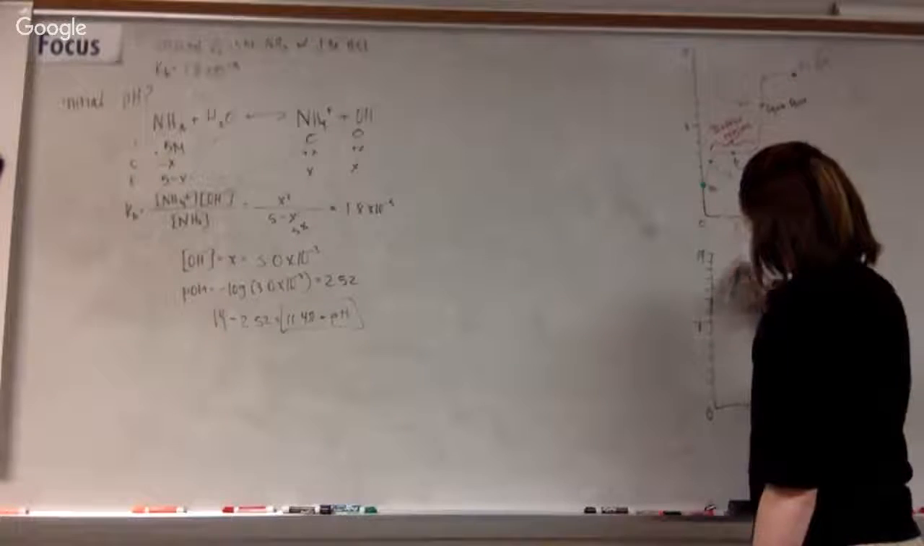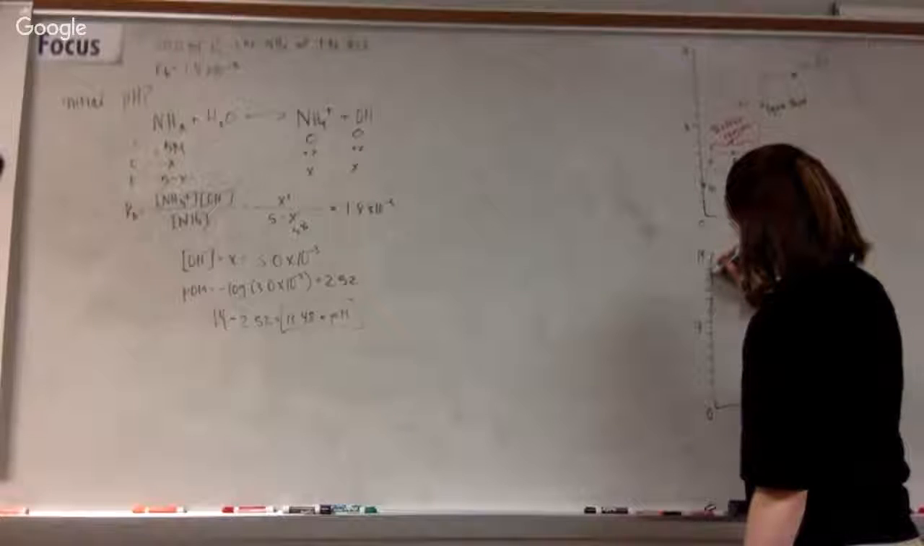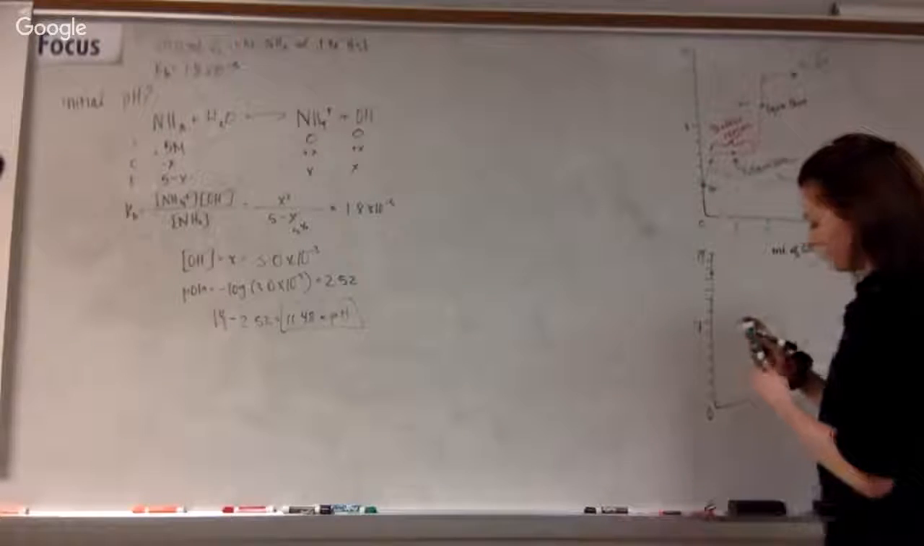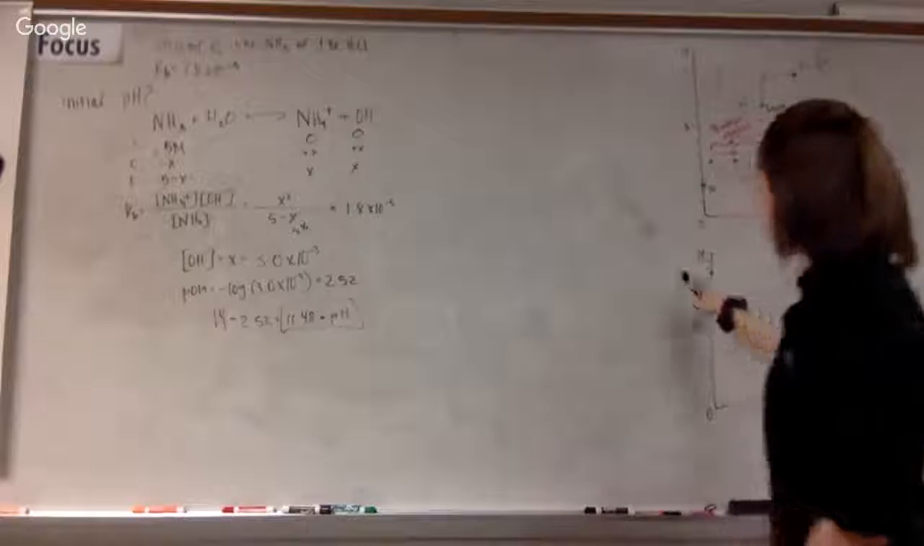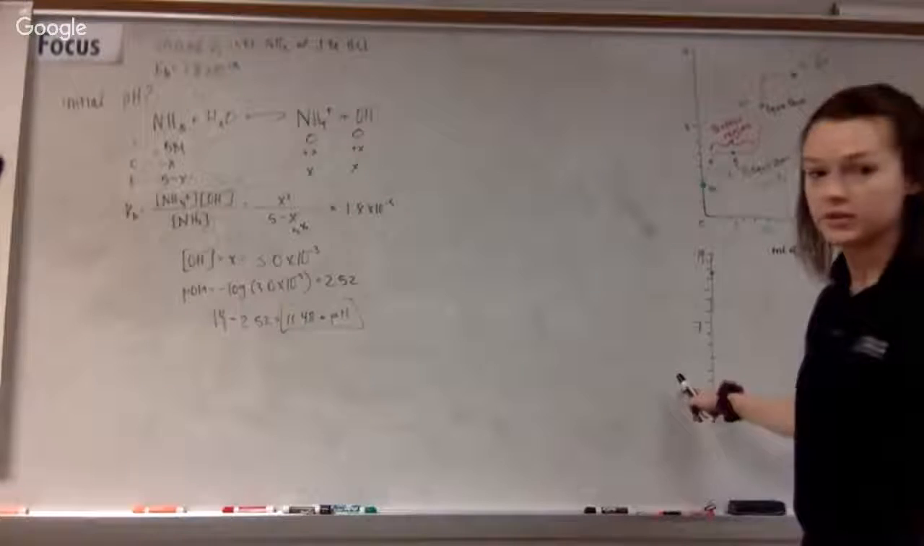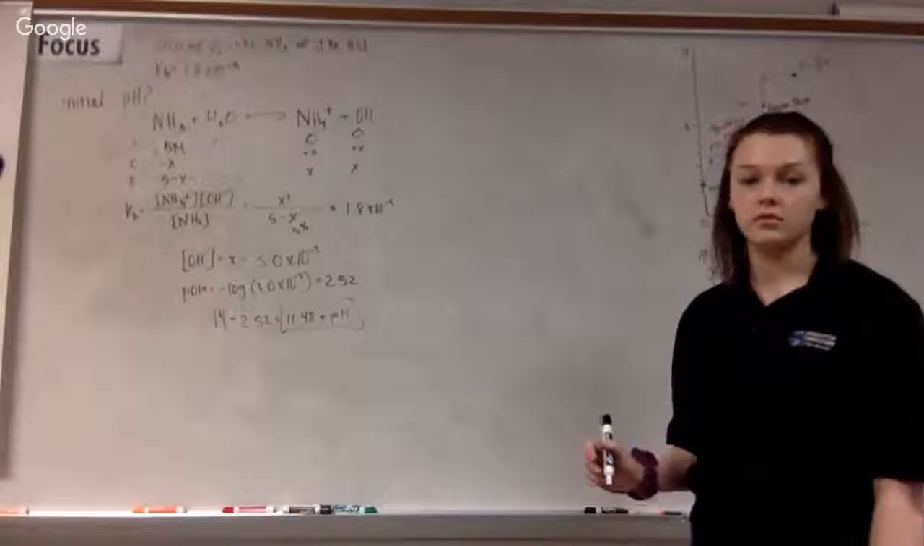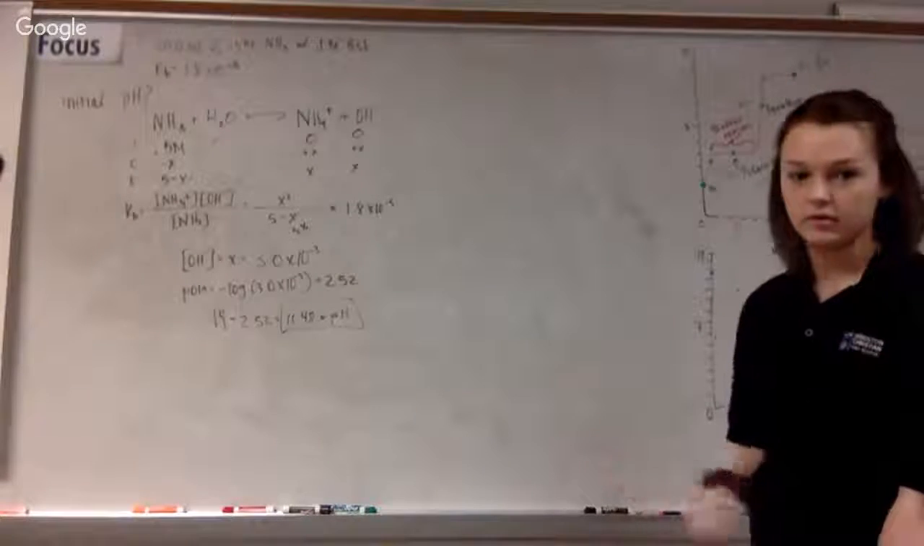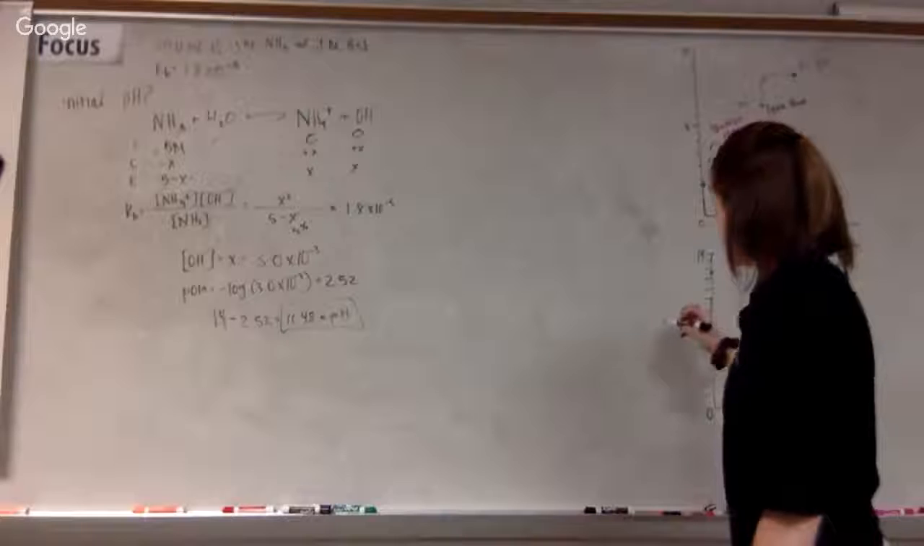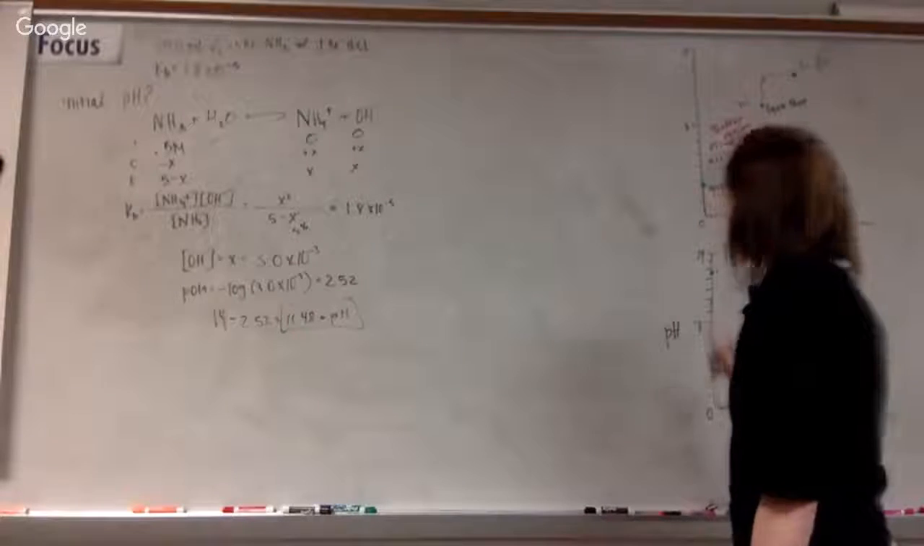Could we just do a graph with pOH on the side instead of pH? You could, but then the graph would be going up. It would look like this, but it'd be exactly like that. Literally, the graph would be exactly like that. But we're always going to do pH.